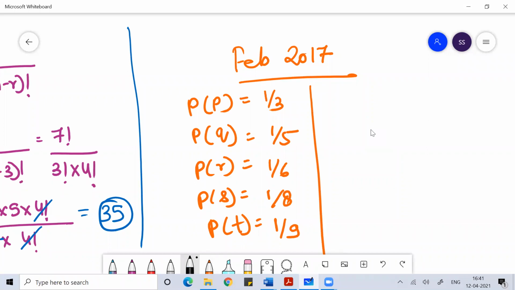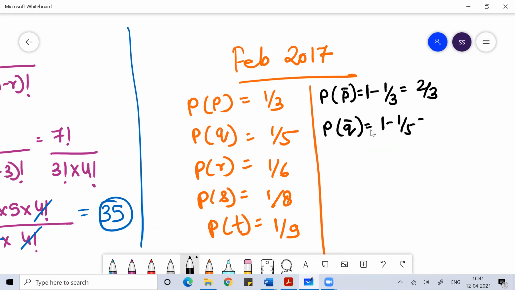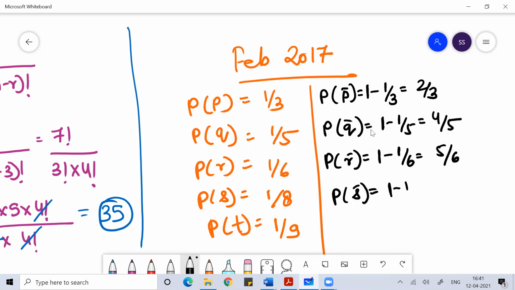Okay. So going further, what is the probability that P cannot solve the problem? Then it would be 1 minus 1 by 3, which is 2 by 3. What is the probability that Q cannot solve the problem? 1 minus 1 by 5, means 4 by 5. R cannot solve: 1 minus 1 by 6, which is 5 by 6. S cannot solve: 1 minus 1 by 8, which is 7 by 8.